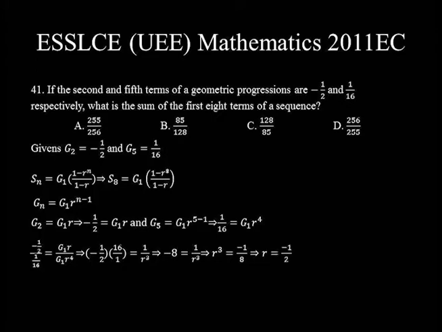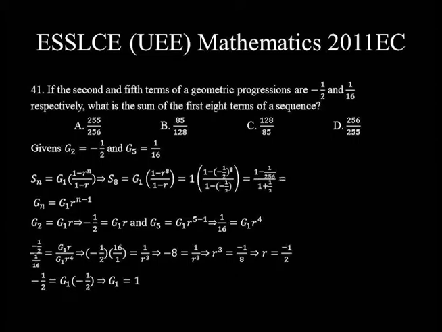Let's use the first formula, that's g2 is equal to g1 times r, to solve for g1. g2 is given as negative 1 over 2, which is equal to g1 times r, where r is negative 1 over 2. Negative 1 over 2 crossed out by negative 1 over 2, then we are left with g1 is equal to 1. Let's substitute g1 and r into the equation, so the sum becomes 1 times 1 minus negative 1 over 2 to the power of 8 divided by 1 minus negative 1 over 2. 1 times any number is the number itself, so we are left with 1 minus negative 1 over 2 to the power of 8, which is 1 over 256, divided by 1 minus negative 1 over 2, which means 1 plus 1 over 2.